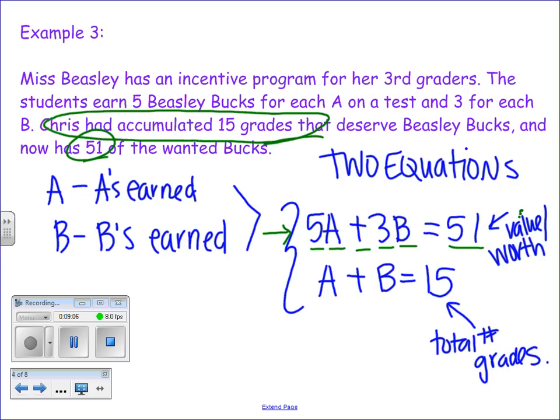So I put in this second equation right here, guys, that he had some A's and some B's, and that total, he had 15 grades. Okay, so this was talking about the number of grades that he had. So hopefully you have something like this. If you had something totally different, we'll talk about it tomorrow.